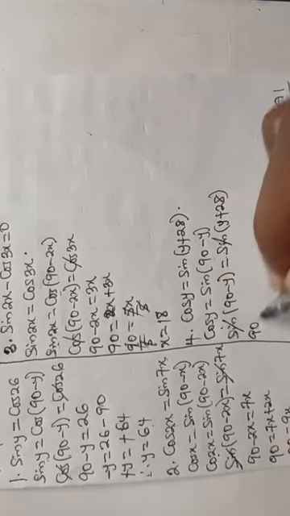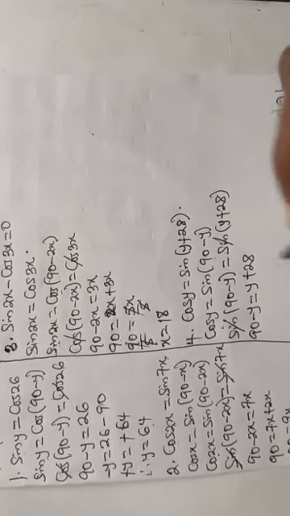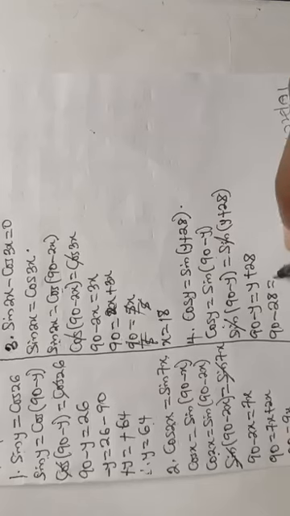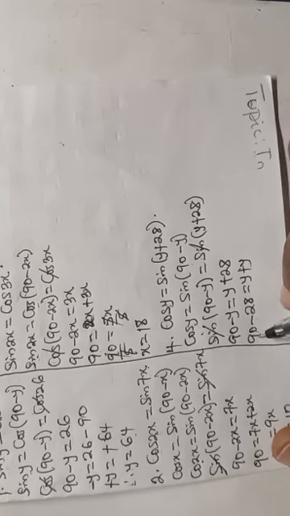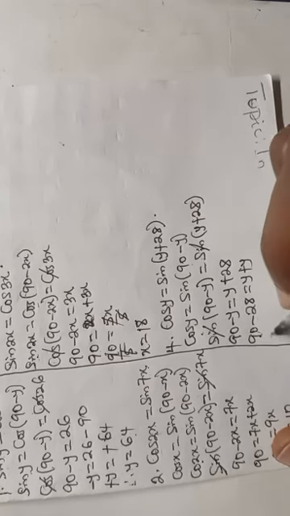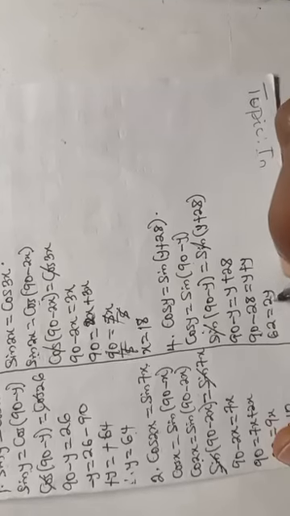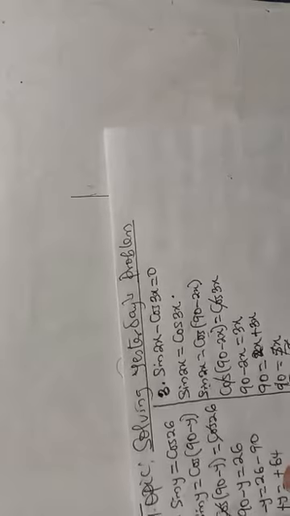So I'm left with 90 minus y is equal to y plus 28. All right. So I'm going to have that 90 minus 28 is equal to y plus y. So 90 minus 28 will give me 62, which is equal to 2y.